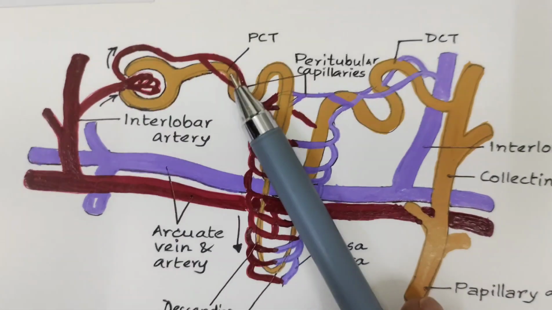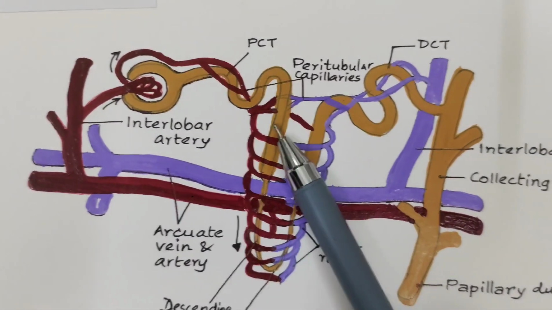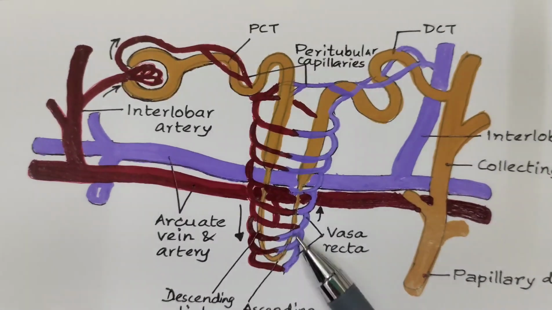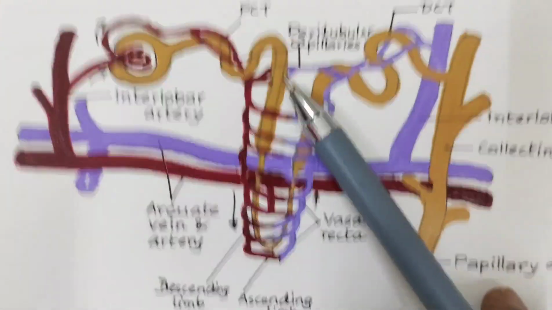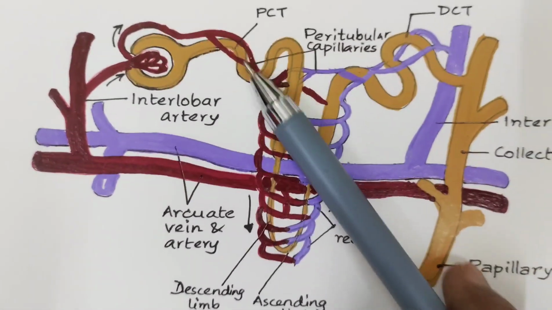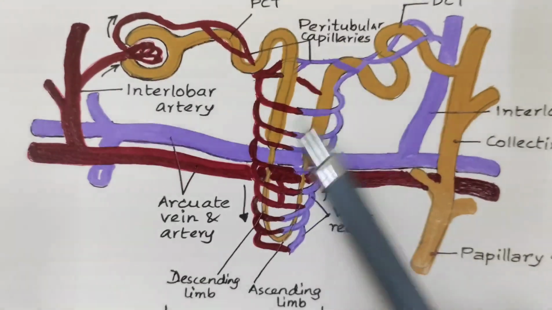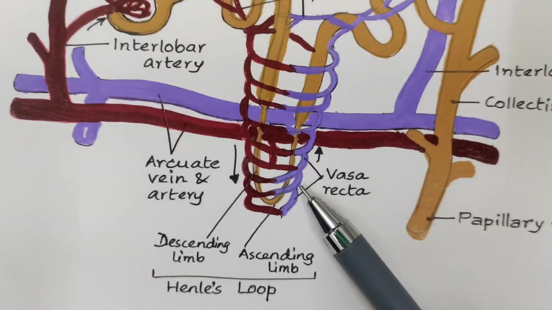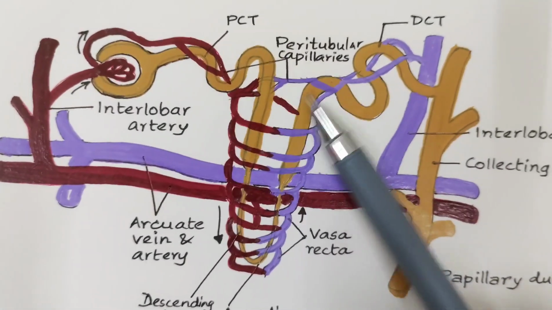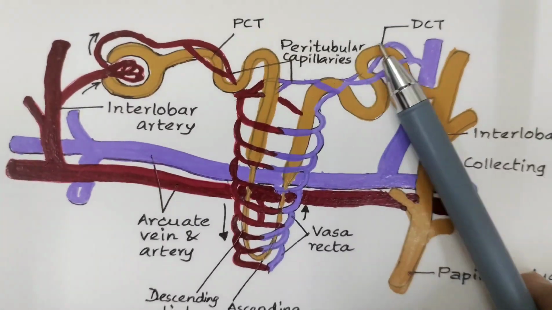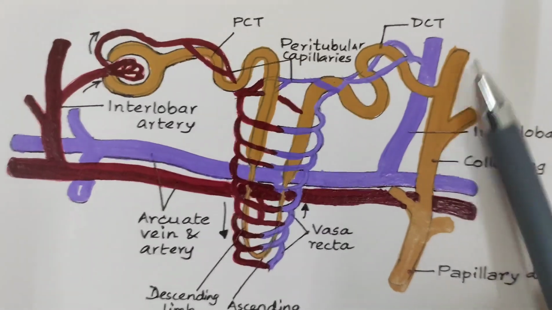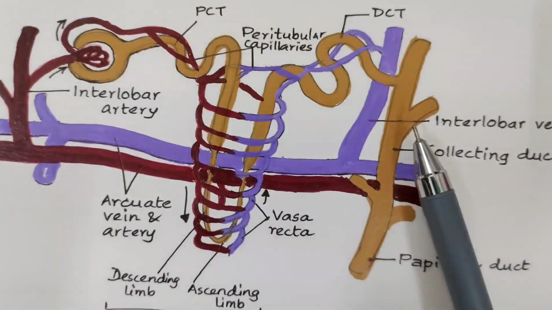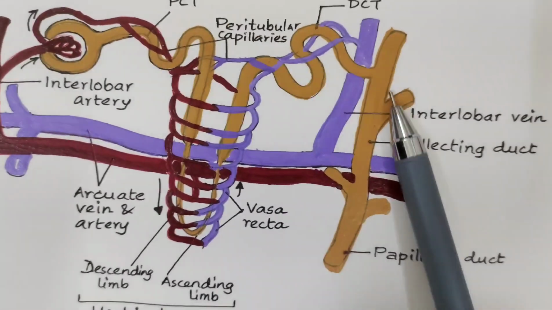This is the proximal convoluted tubule. From there downwards there is a U-shaped structure called the loop of Henle. Surrounding the loop of Henle there are peritubular capillaries which go down forming the vasa recta. Now here there is the distal convoluted tubule, DCT. The DCT ends in the collecting duct.